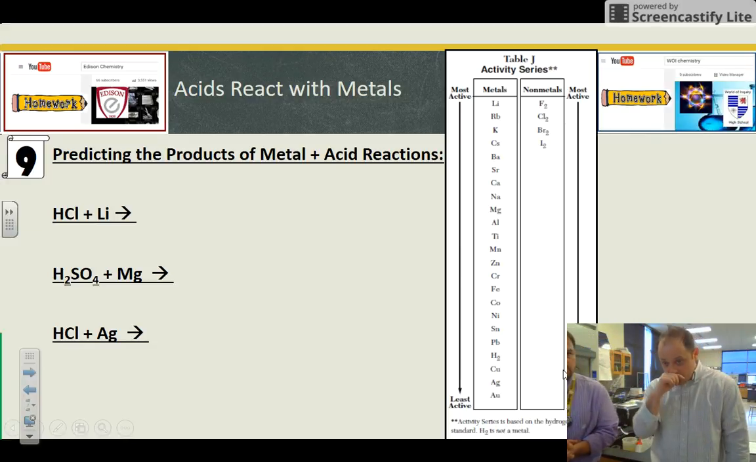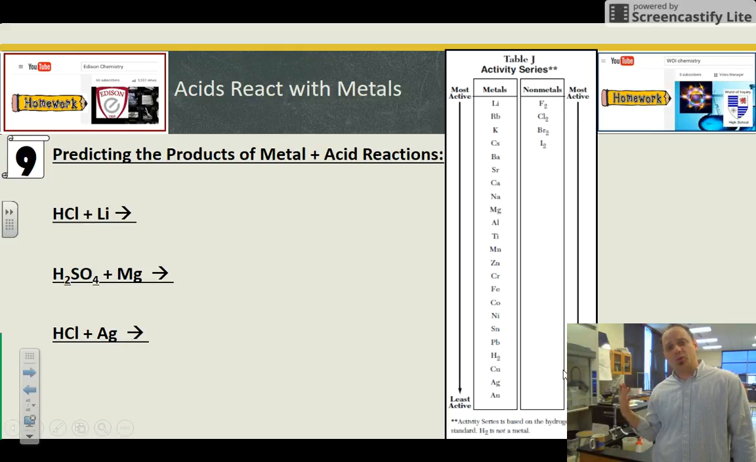I can do that. So Mr. Milks is going to show you how to predict the products of an acid and a metal. There's my H plus metal. It's got hydrogen. And so now I want to find out, is lithium higher than H or below H? So he's looking up here. Lithium. Oh, there it is on top.